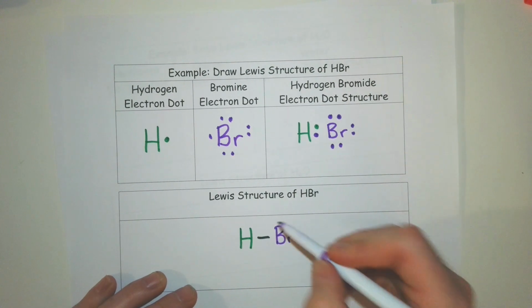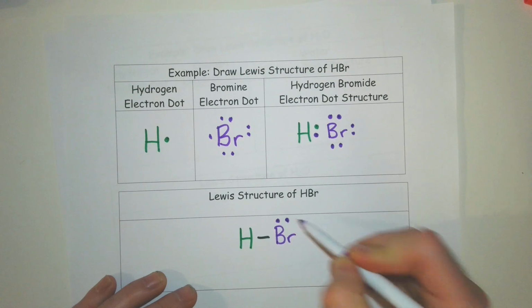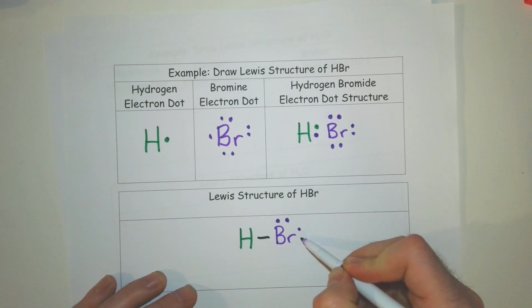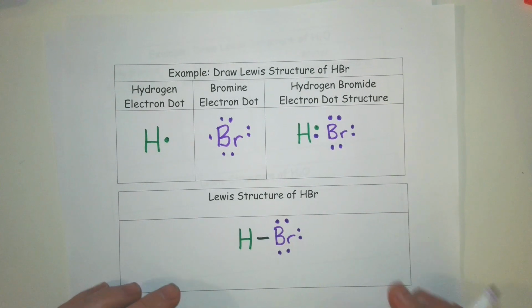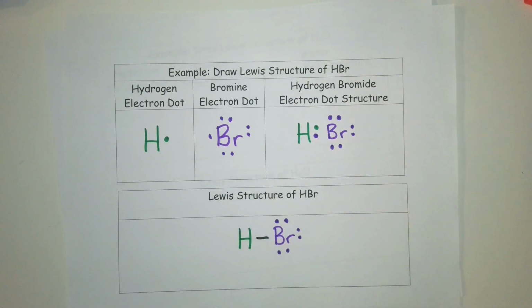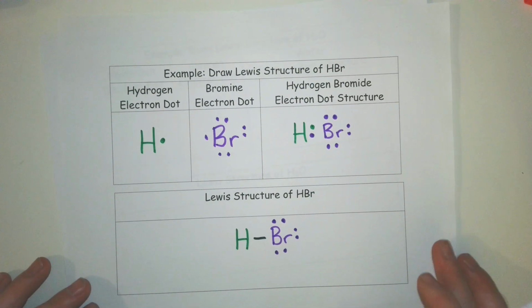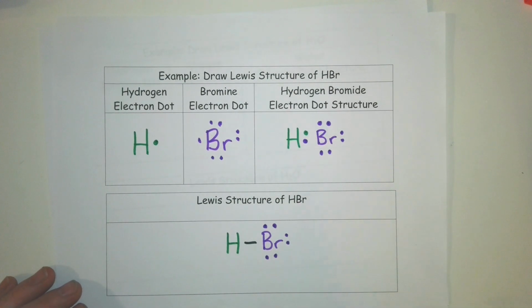And now I'm going to put my lone pair electrons that are on the outside of bromine, not participating in a bond, on the outside. Okay? Because that can be important sometimes. All right, so right now we have the Lewis structure of hydrogen bromide. Let's do another example.